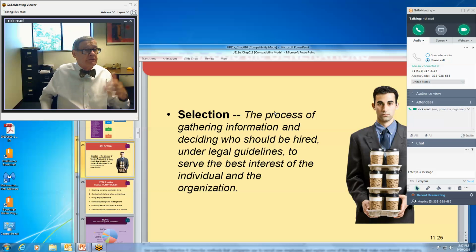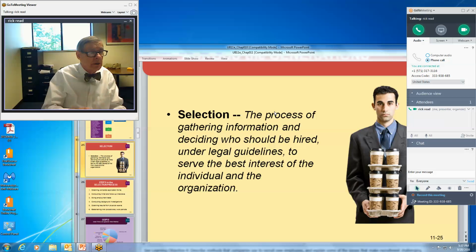So we've gathered information. We decide based upon that information who can go through the next steps in a hiring process. That's usually talking to the hiring manager, maybe completing a test if required, etc. Obviously, all the legal parameters have to be followed.